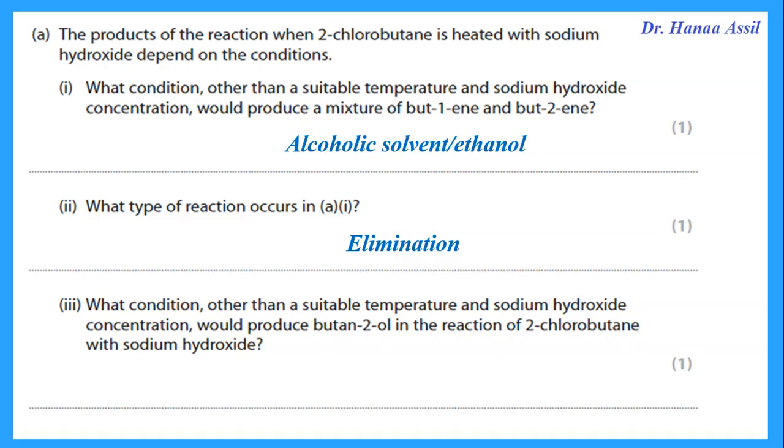What condition would produce the alcohol? So if I'm starting with 2-chlorobutane, I add sodium hydroxide in the presence of what? In order to get the alcohol, in order to replace the Cl with an OH, I need it as an aqueous solution.